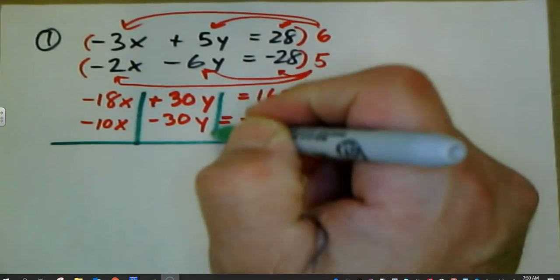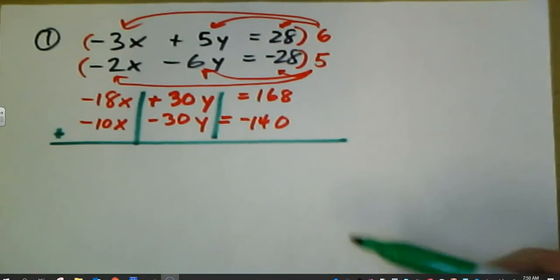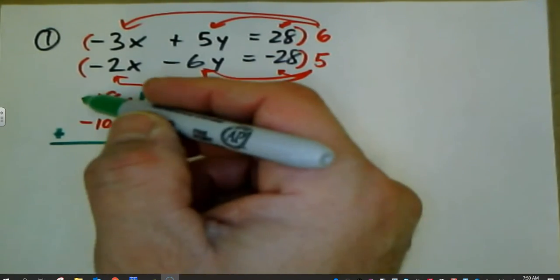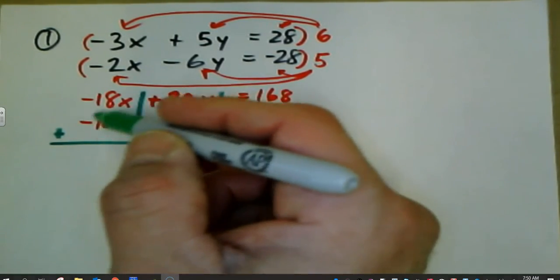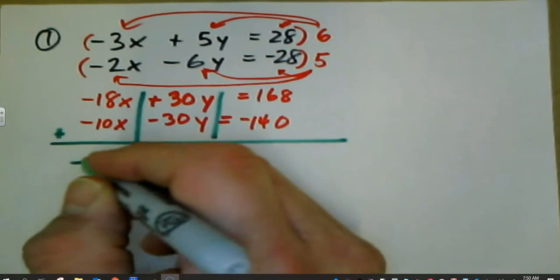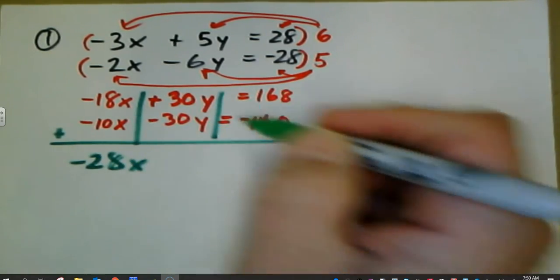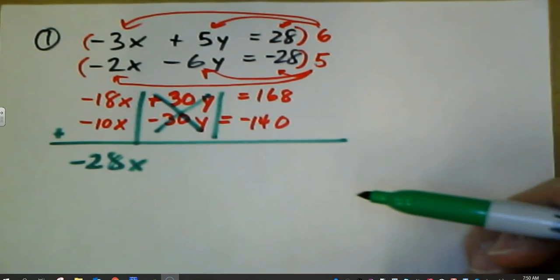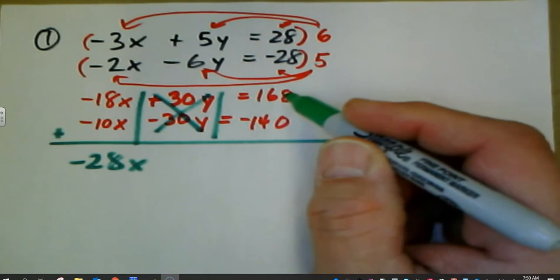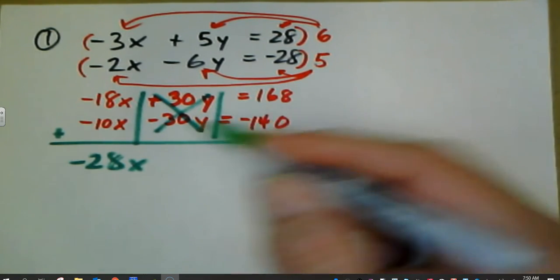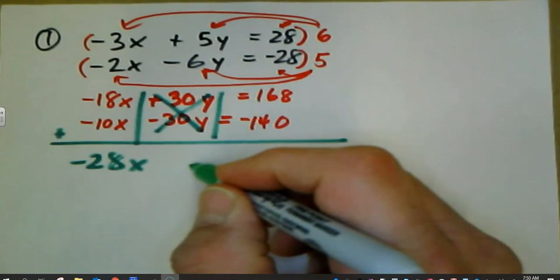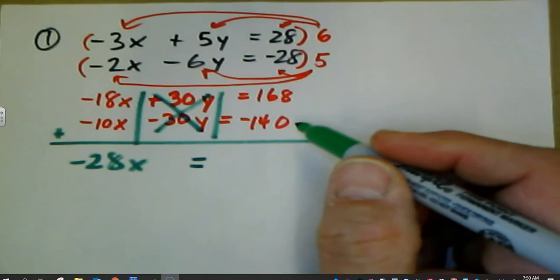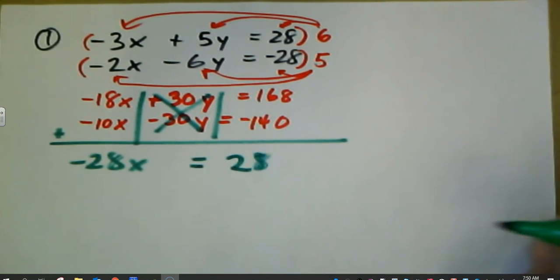Our graphic organizer. We distributed. Now we're going to combine like terms. Add the x's together. -18 plus -10 is -28x. Our opposite operations are gone because we have a plus and a minus and they're both 30. 168 plus -140, we will come out with 28. And we did that correctly. So my math was right.